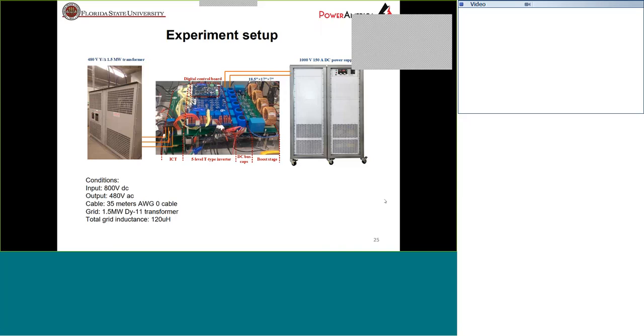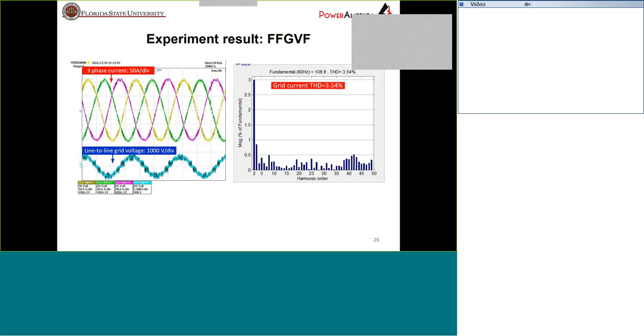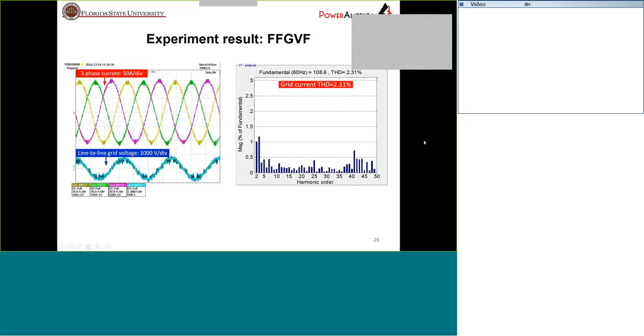And here is how we test this method. We connect our inverter to a 1.5 megawatt transformer with around 35 meters of cable, because this transformer is in the next room, and we measure the total grid inductance using current ripples. It's roughly 120 microhenry. So this is the experiment result of FFGVF. It shows that the inverter can work. It has a sinusoidal waveform, and the grid current THD is 3.54. And if we test our FLGVF, we can see that the THD becomes much smaller than the FFGVF, because the low frequency harmonic has been suppressed.